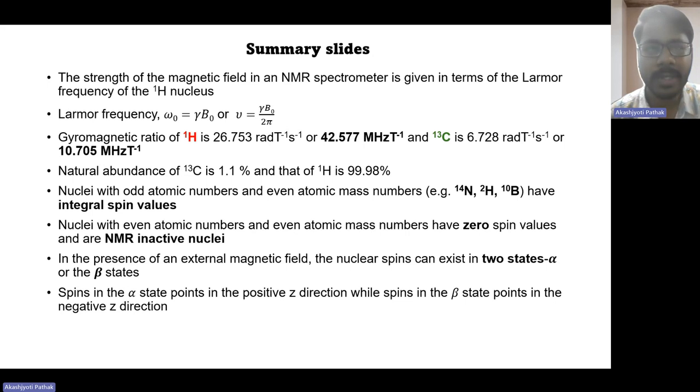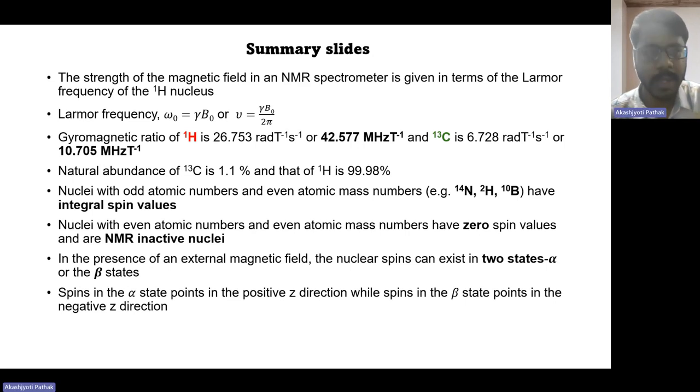The Larmor frequency is given by this formula: omega naught equals gamma B naught. If you want it in terms of frequency, we know that omega equals 2 pi nu. So if you express this omega naught in terms of frequency, you will get nu naught equals gamma B naught by 2 pi.